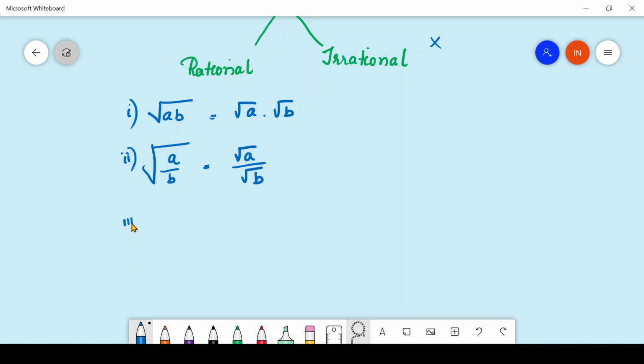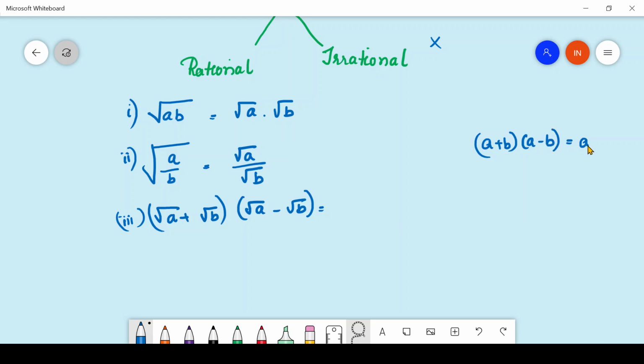The third identity is root A plus root B multiplied with root A minus root B. This is of the form you may know, A plus B into A minus B, right? What is A plus B into A minus B? This is A square minus B square. In this case, how can we write this? Root A plus root B into root A minus root B.